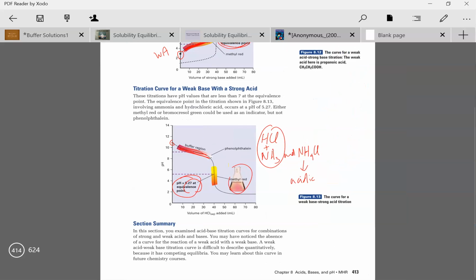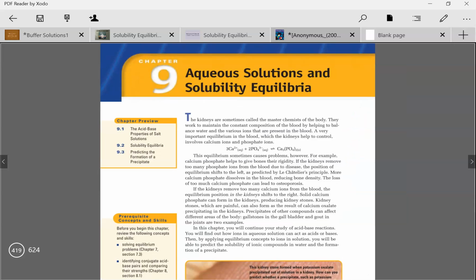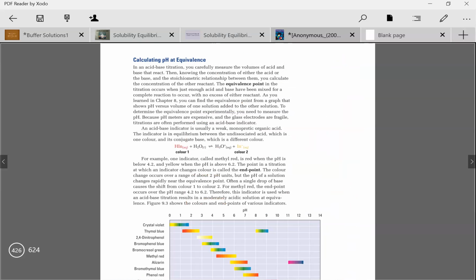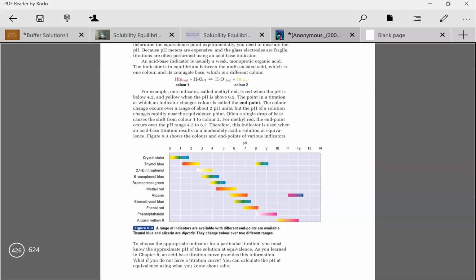All right, so next is going to be the titration questions, all the way to calculating pH at equivalence. We're going to do that, and then we're going to finish off with KSP. See everybody in class.